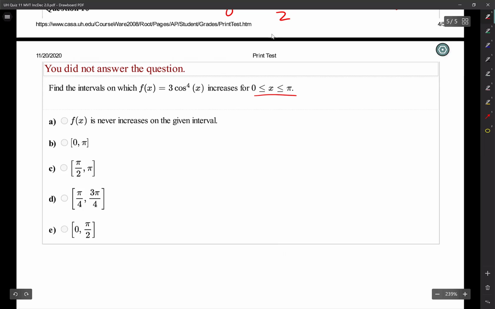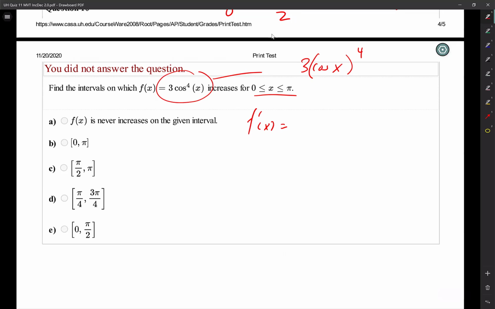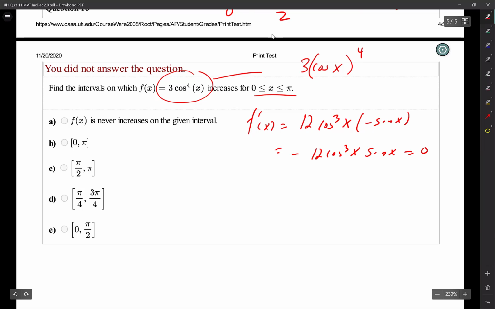Okay, let's see. Take a derivative, chain rule. In case you don't know what this is, guys, rewrite it: 3 cosine x to the 4th power. 3 times 4 is 12. So 12 cosine cubed x, and we're not done yet, times the derivative of cosine x, which is negative sine. I'm going to rewrite it. Negative 12 cosine cubed x sine x, set that equal to 0.